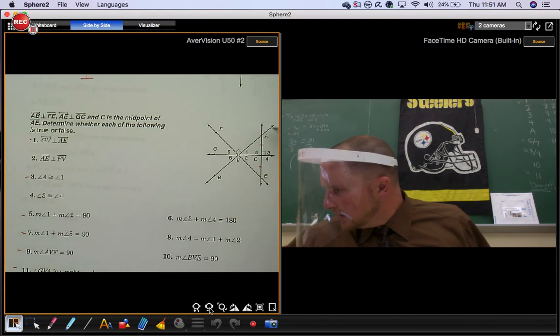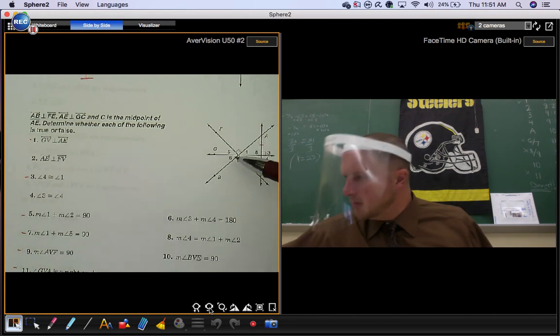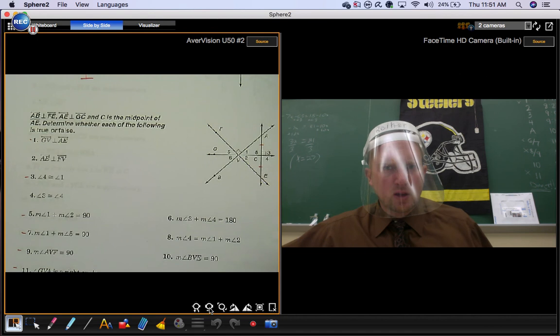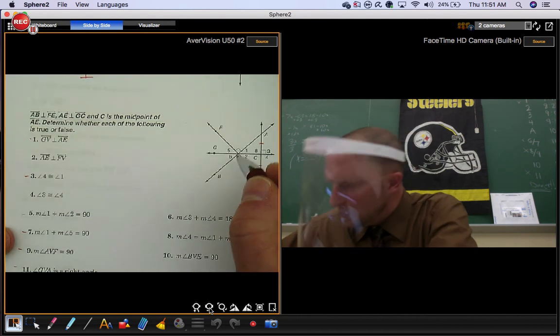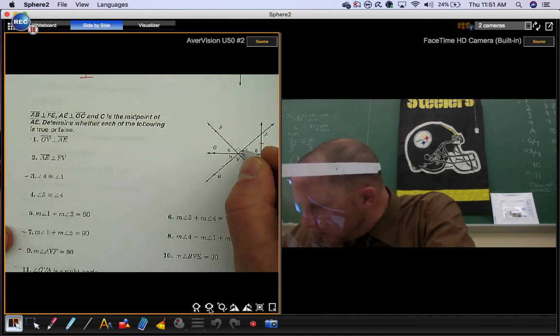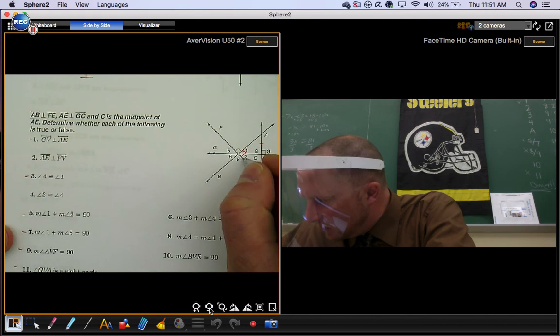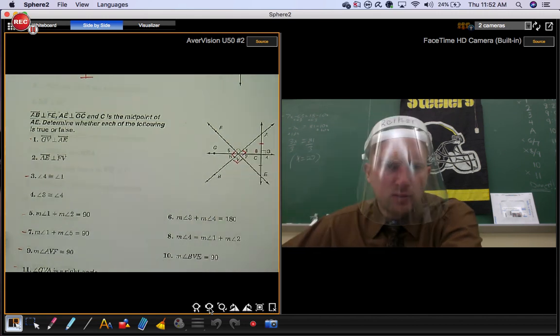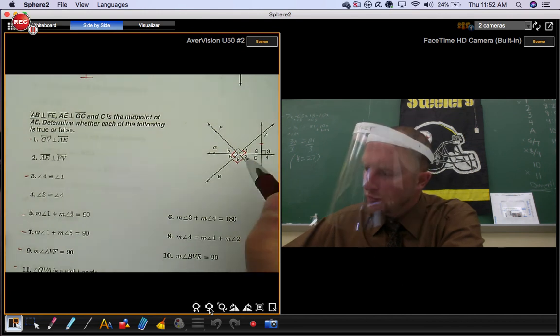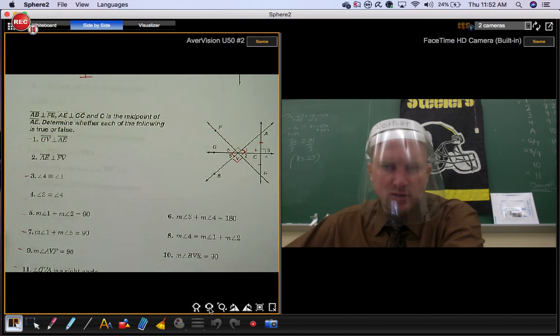So here's line AB and here's line FE. They're perpendicular. Now remember, that means that makes four right angles. So we have one marked. That's going to be a right angle. So is that one. And so is that one. So there's four right angles around where those two lines cross.